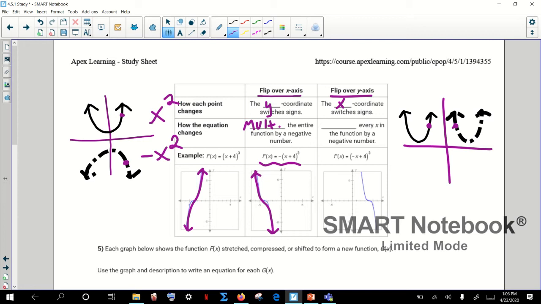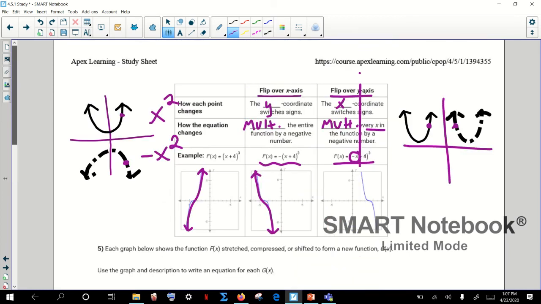And so again, we multiply every x value in the function by a negative number. So when we flip over the x-axis, we're multiplying the entire function by the negative number. But if we flip over the y-axis, we're just multiplying the x value by a negative. So here's that equation. We're only multiplying the x value by that negative. The negative is not in front, it's only on the x, so that's when you know you're flipping over the y-axis, okay?